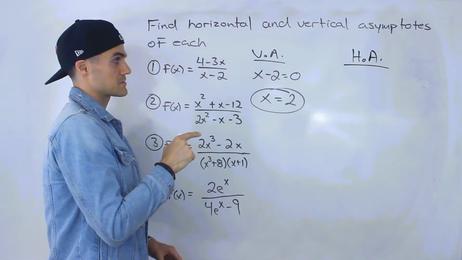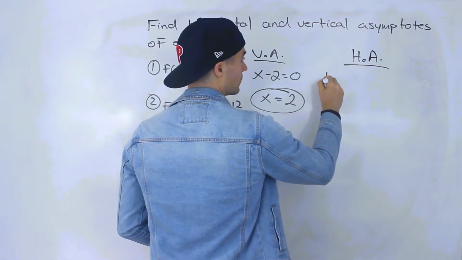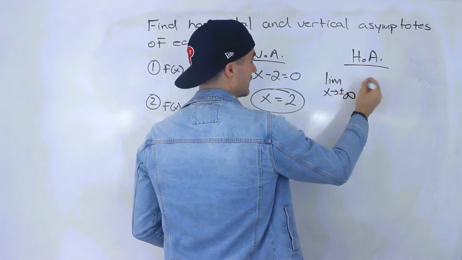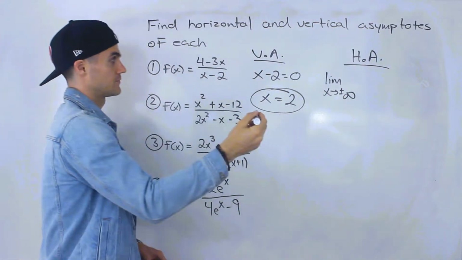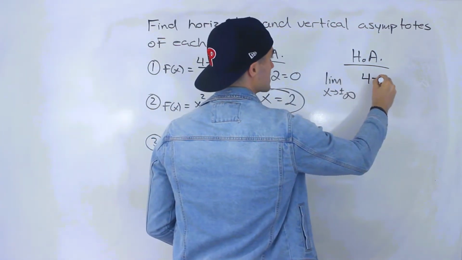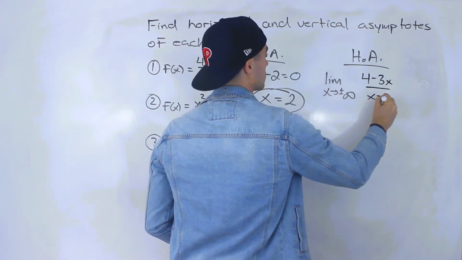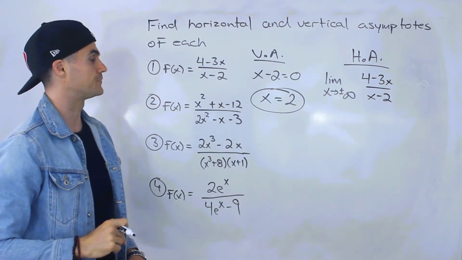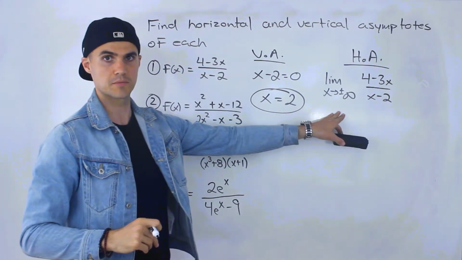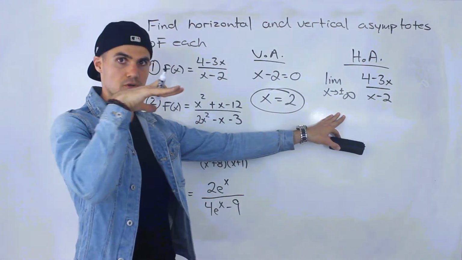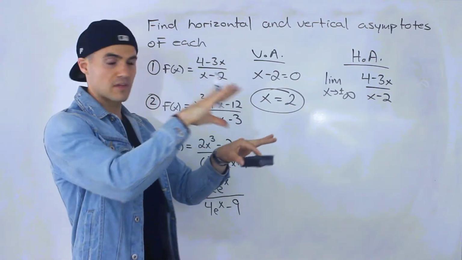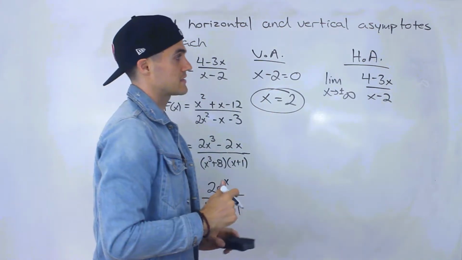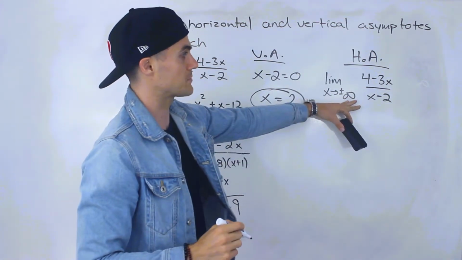What about the horizontal asymptote? Now the horizontal asymptote happens as x approaches plus or minus infinity of a function. In this case of 4 minus 3x over x minus 2. Remember, limits at infinity give us horizontal asymptotes for functions, because as x goes towards positive infinity or negative infinity, if they approach a certain y value out in those ends, then that's the horizontal asymptote. So how do we do that for something like this?